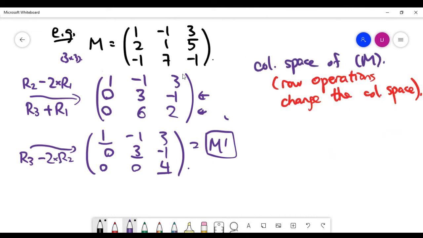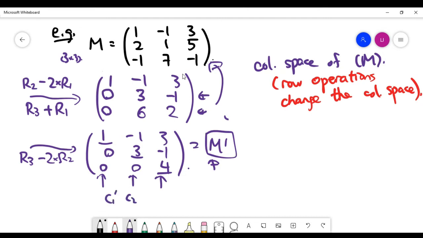So you see, because row operations actually change the column space, if you insist on using these three columns in a new matrix to form the column space, it's not a good idea. Most of the time you will get it wrong. It's much better to look at the original matrix when you look at the basis of the column space.